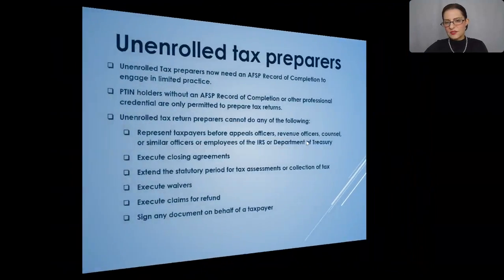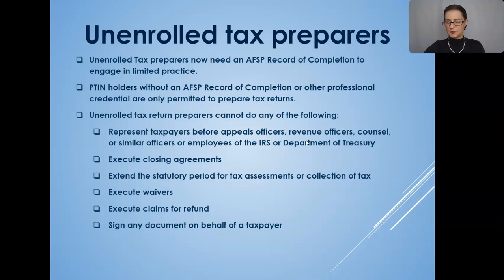Now let's talk about unenrolled tax preparers. Unenrolled tax preparers are tax professionals who prepare tax returns but do not have any type of licensing. Unenrolled tax preparers also include tax professionals that have an AFSP record of completion. So even if they participate in the annual filing season program, they're still considered unenrolled tax preparers. But if you do have an AFSP record of completion, you are allowed to engage in limited practice, but you're still considered an unenrolled preparer. PTIN holders without an AFSP record of completion or other professional credential are only permitted to prepare tax returns. They can't really do anything else.